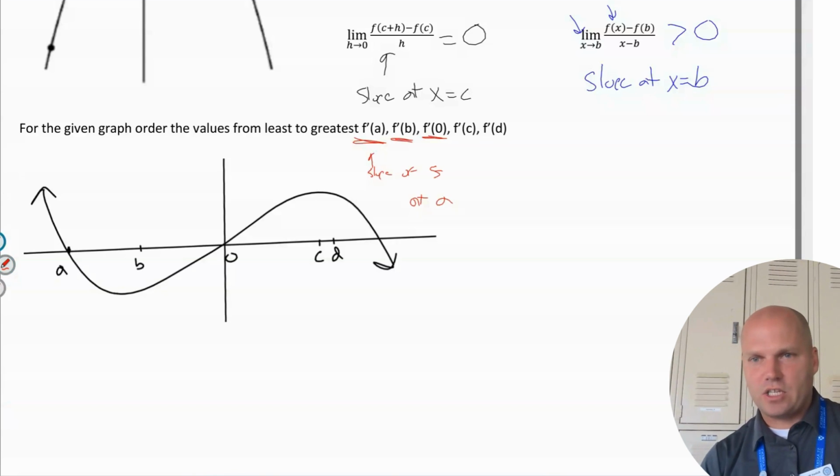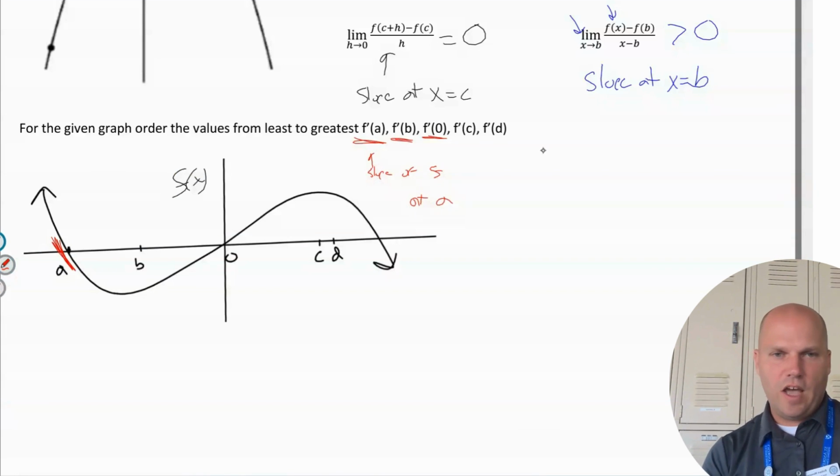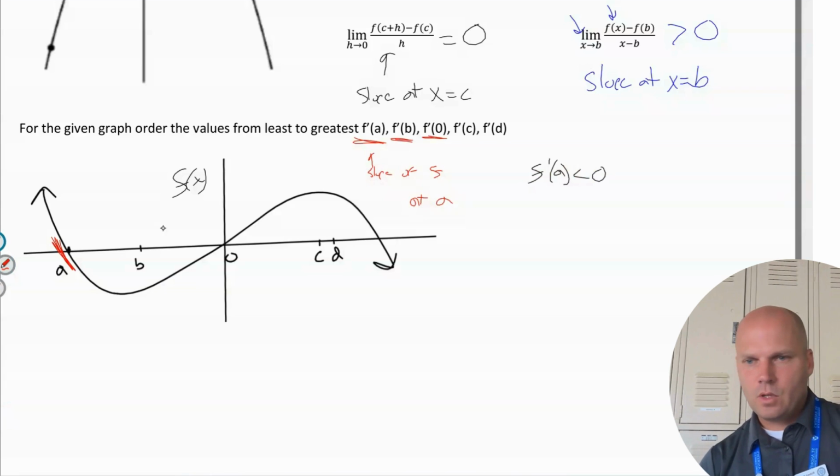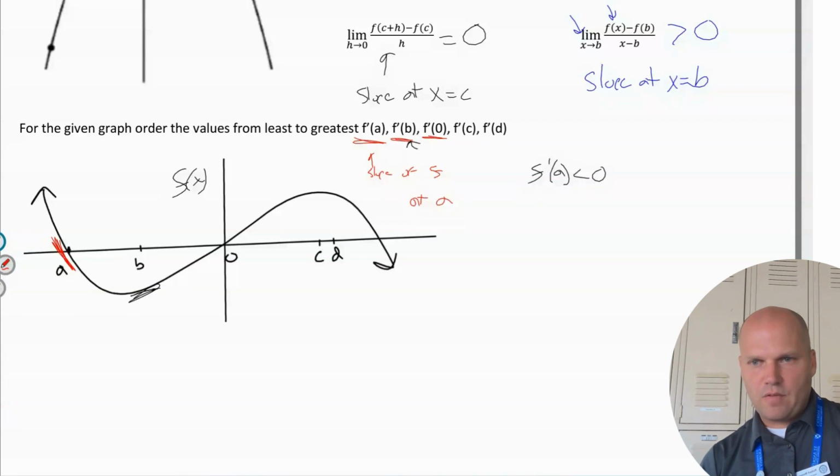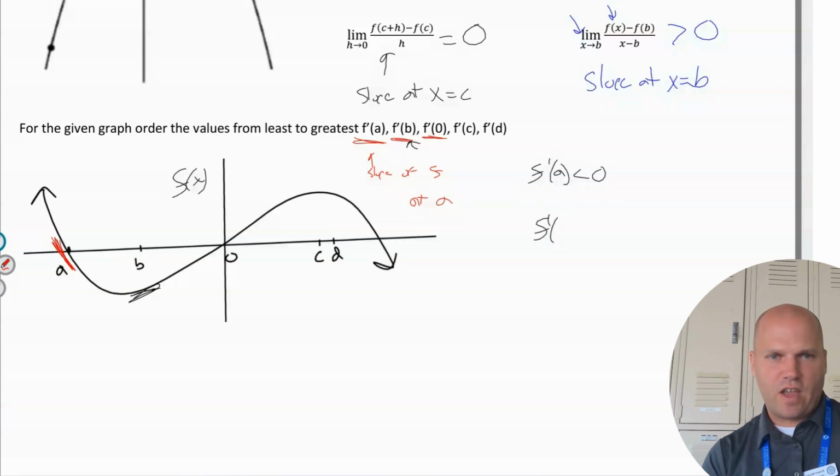We're going to make sure you know this is the graph of f of x. What is the slope of f at a? The slope of f at a is a negative slope. So f prime of a is negative. Cool. What is the slope of f at b? The slope of f at b is very minimally positive. I'm just going to say it's positive.